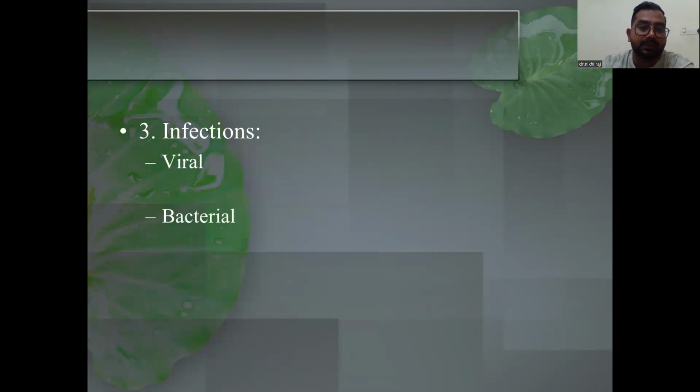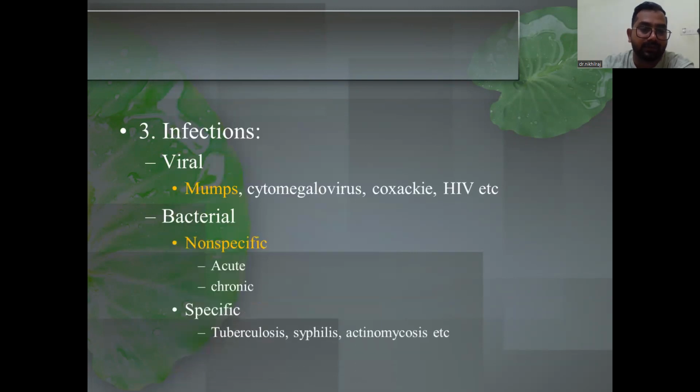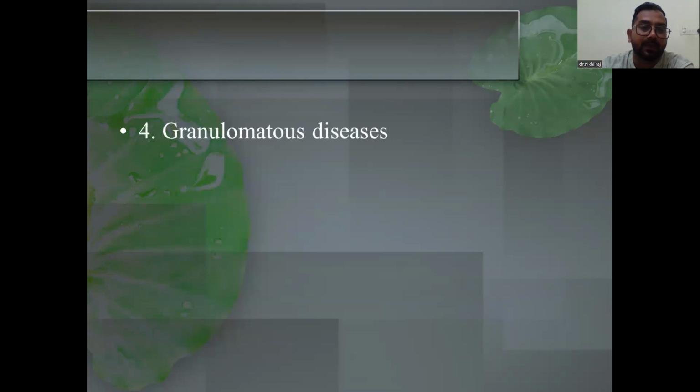And infections are broadly divided into two, that is viral and bacterial infections. Viral infections include mumps, cytomegalovirus, Coxsackievirus, HIV, etc. And the bacterial infections are non-specific, such as acute and chronic, and specific, that is tuberculosis, syphilis, actinomycosis, etc.